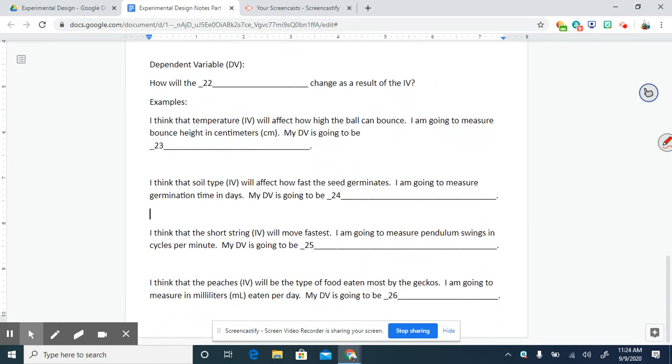So now let's identify the DV, the dependent variable. The IV was the thing that I changed. The DV is the thing that I measure. So the dependent variable is the thing that you're going to measure. You might be measuring how tall or how many or how far or how much pressure or the temperature, how much. You might be counting the number of leaves. So that's quantitative data. You also can use qualitative data, the color of something or just how healthy or how not healthy it looks. All of those things can be used as your dependent variable that you measure.